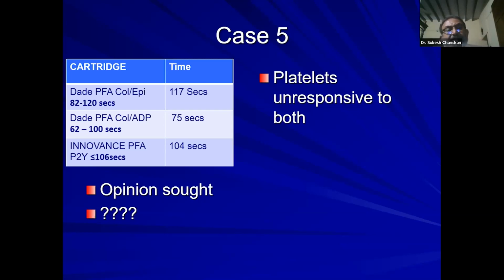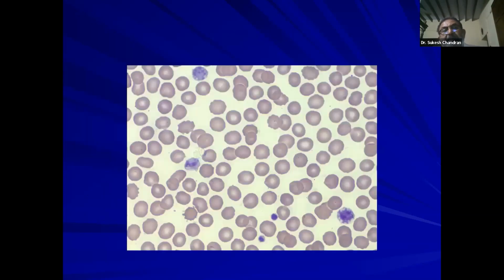So, generally my teacher used to say that if you're in difficulty, you do one thing. Look at the peripheral smear, and the peripheral smear will give you the answer. What was the answer? They were large platelets, not large platelets, they were giant platelets. You must realize that giant platelets contain more RNA than normal platelets. Each small regular platelet contains 9,000 transcripts of RNA. Some of them are functional, some of them are producing proteins.